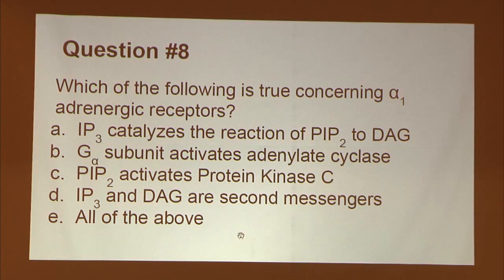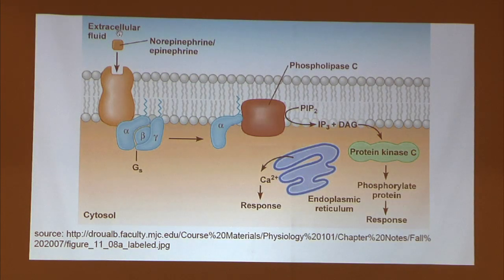D says IP3 and DAG are second messengers, and that one actually is true. So we have a true, yay! E says all of the above, and if we can say three of these four are false, then we can say, okay, this one's true at least. So IP3 and DAG are the second messengers in this cascade. If we look at it, we have the neurotransmitter, the receptor, and the G-alpha subunits interacting with the enzyme, and then we have these second messengers that are going to activate things and cause an actual response in this neuron or cell.